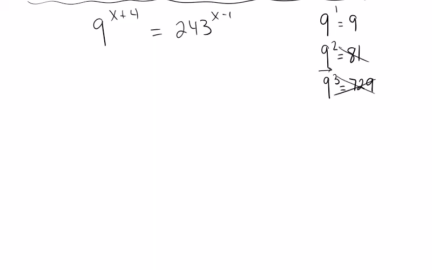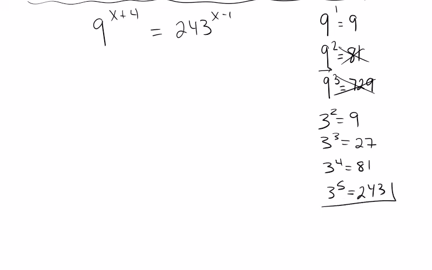Well, I don't want to calculate what that decimal is. So what is another way to do this? Well, let's think about 9. How else can we write 9 as a power? Oh, I get it. 9 can be written as 3 to the second. So let's look at powers of 3. So 3 to the second is 9, 3 to the third is 27, 3 to the fourth is 81, and 3 to the fifth is 243. That's what we're looking for.